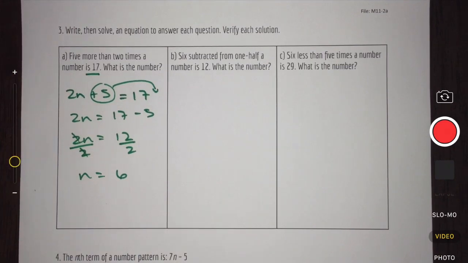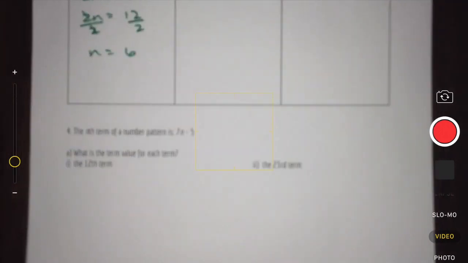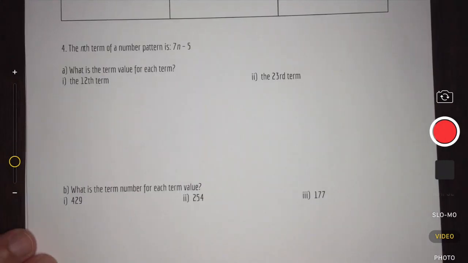We're going to skip questions B and C, and I'm going to let you do those on your own in a couple minutes. And we're going to take a look further down our page. For question 4, it tells us that the nth term of a number pattern is 7n minus 5. So for part A, it asks us what is the term value for each term. This we've had lots of practice with.